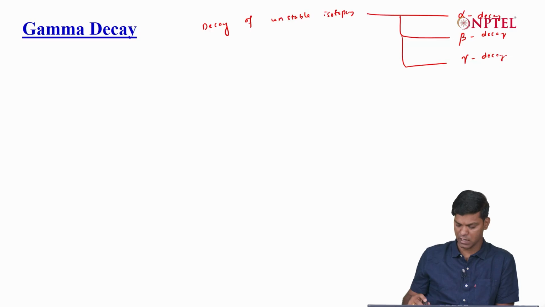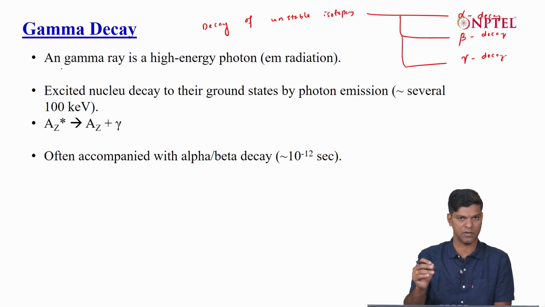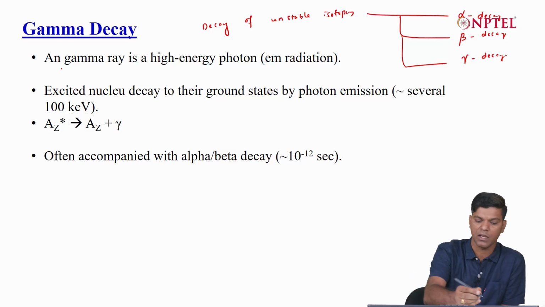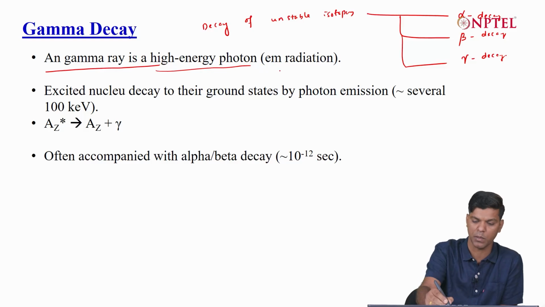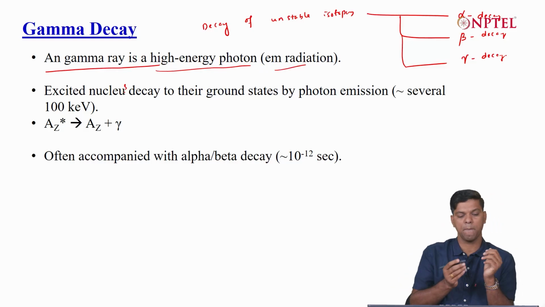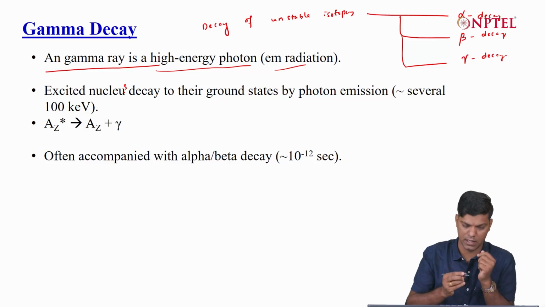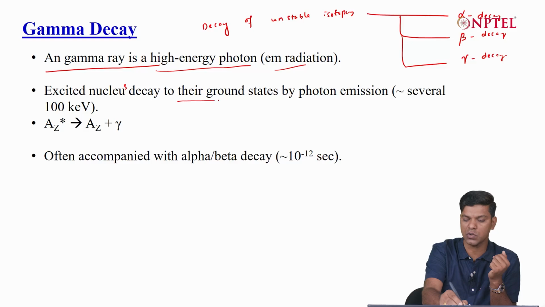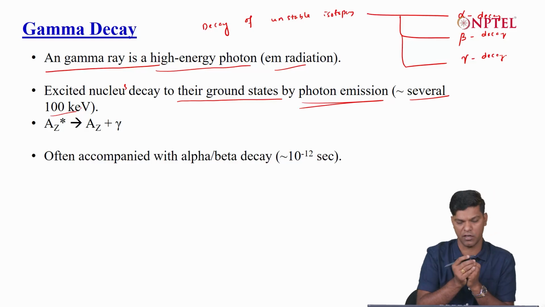First, let us discuss what is a gamma decay. A nucleus which is in an excited or unstable phase may release a gamma ray, which is nothing but a high energy photon, an electromagnetic radiation. That nucleus may release energy through gamma radiation and reach its ground state through gamma emission, which are typically of hundreds of keV.